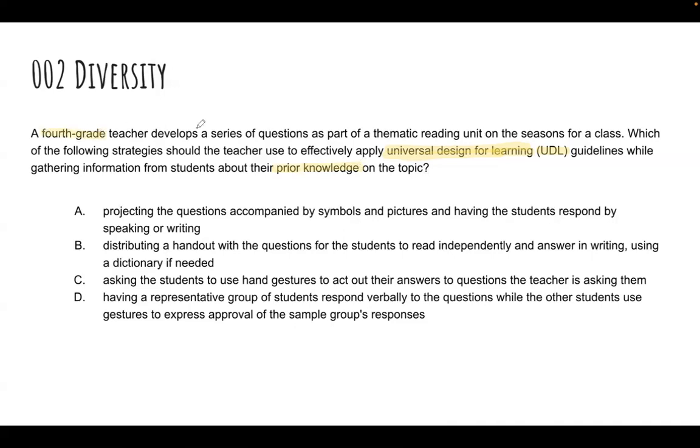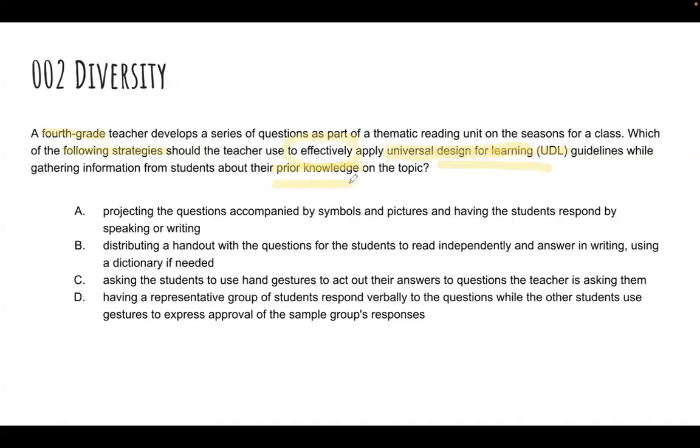We also have fourth grade. Anytime there's an age group or grade level, I just want us to pay attention. It doesn't always mean it's important, but most of the time it does. So take it into consideration. Fourth grade, early childhood. It's a series of questions as part of a thematic reading unit on seasons for a class. And we want to know which of the following, we're looking for a strategy, should we use to effectively apply UDL. And UDL is about diversity.